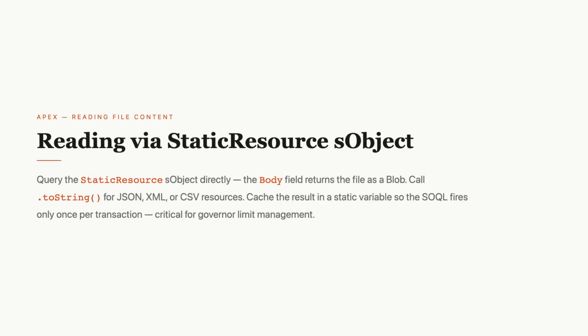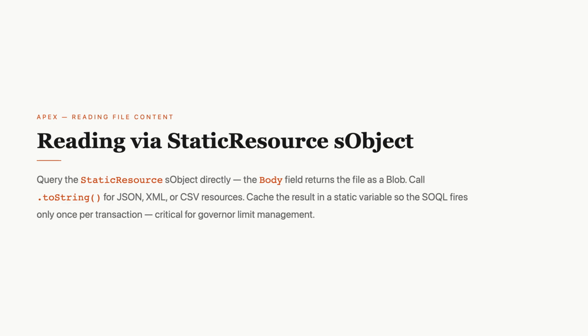Query the StaticResource object directly. It has a Body field that returns the file content as a blob. Call toString on the blob to get a plain string. Then use JSON.deserializeUntyped to parse it into a map if the content is JSON. One critical performance point: cache the result in a static variable inside your class, so the SOQL fires only once per transaction, no matter how many times the method is called. This is an important governor limit consideration.